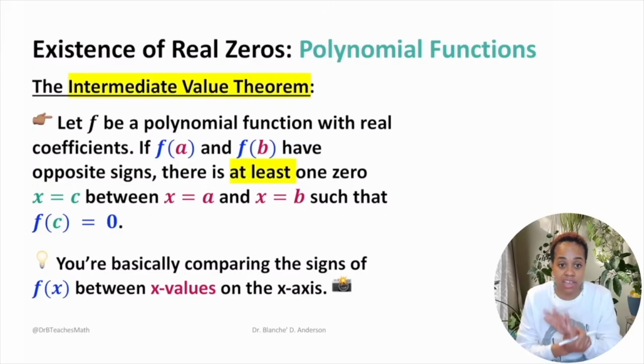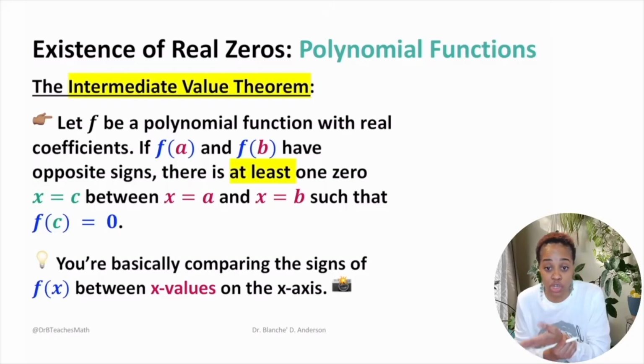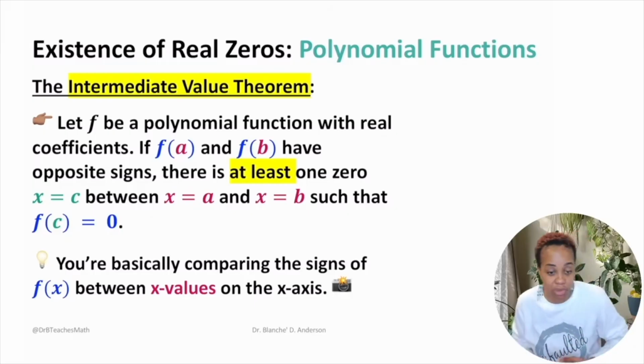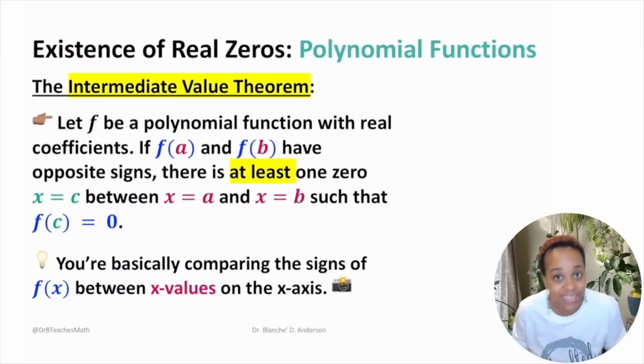It says, let f be a polynomial function with real coefficients, meaning real numbers, okay? If f of a and f of b have opposite signs, there is at least one zero, one x-intercept at x equals c between x equals a and x equals b such that f of c equals 0. What?